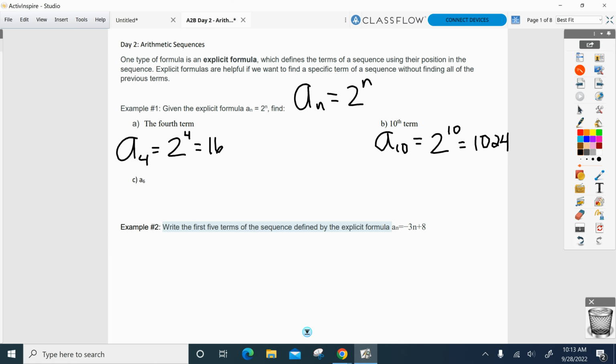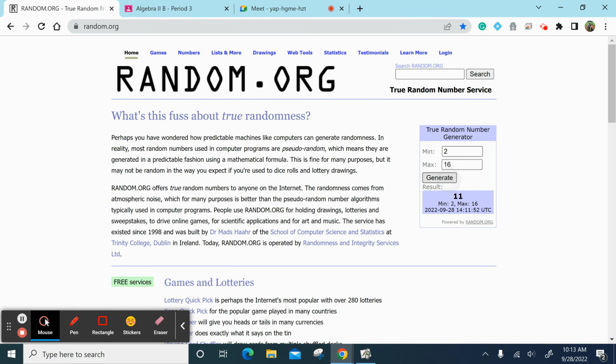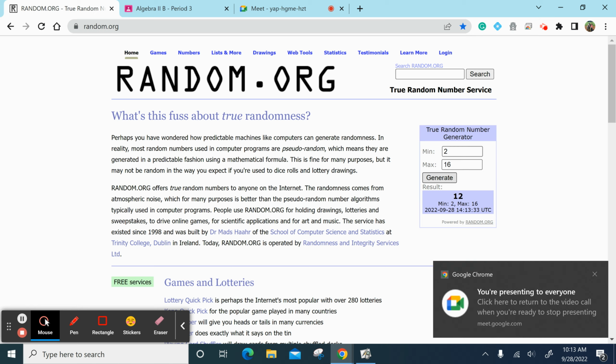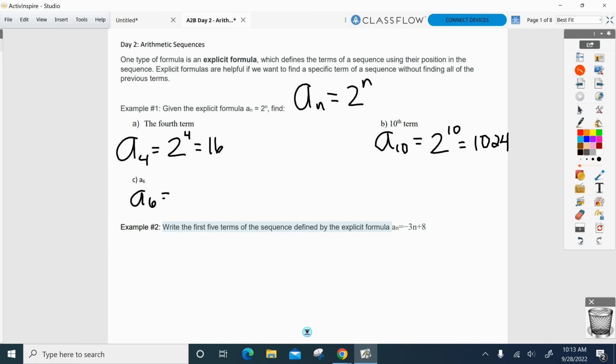And then what am I asking for in part C? What's that notation for? Part C, that's asking for a sub 6. That's the sixth term in the sequence, right? So in this case, wherever I see an n, I plug in 6. That's the 64. Right? So pretty nice, the explicit formula. You can find a term anywhere without listing out everything before.